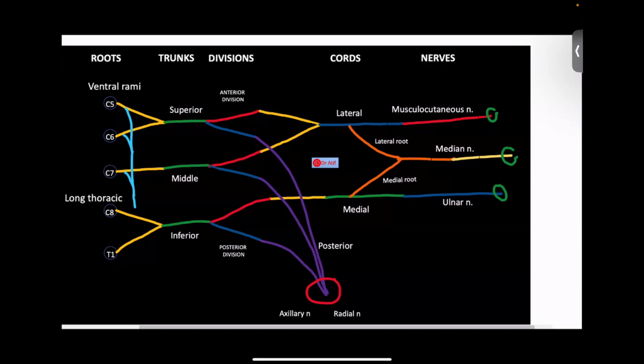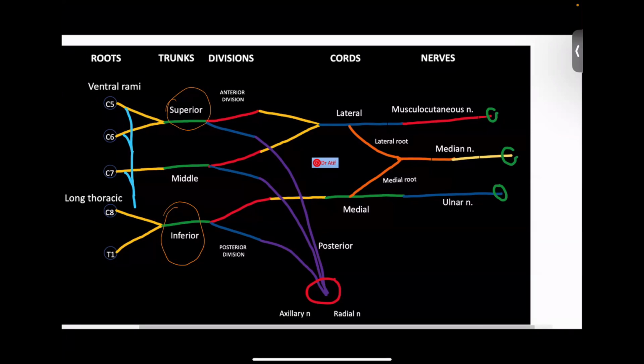So C5, C6 join together to form the superior trunk, which you can see here. This is a superior trunk formed by the C5, C6. C7, C8 form the inferior trunk, and C7 is just alone, it continues as the middle trunk. And then we have the cords. So the superior trunk runs to form the lateral cord. The inferior trunk runs to form the medial cord. Okay, so we have 2 cords, medial and lateral.